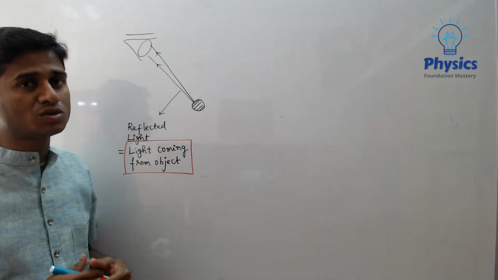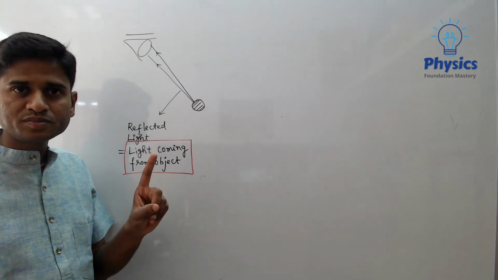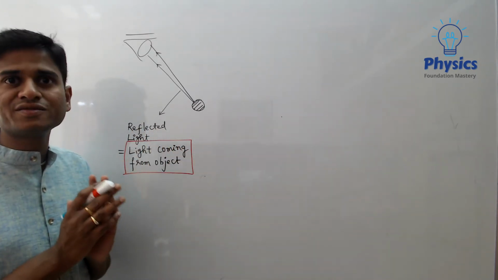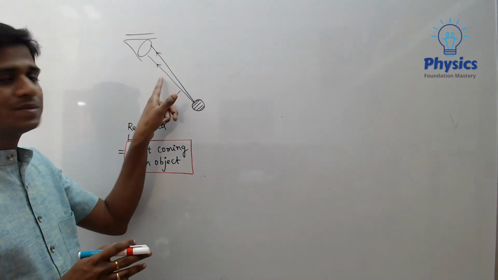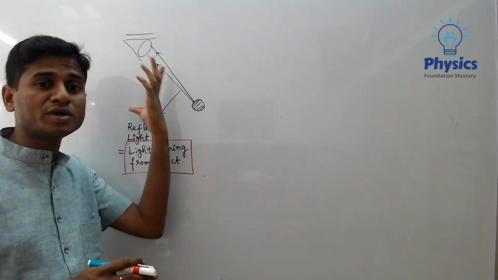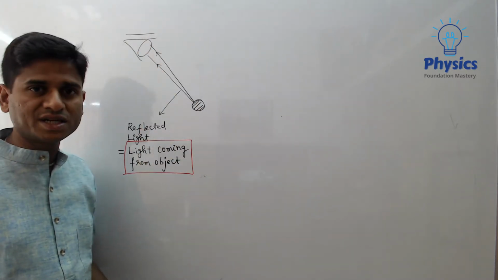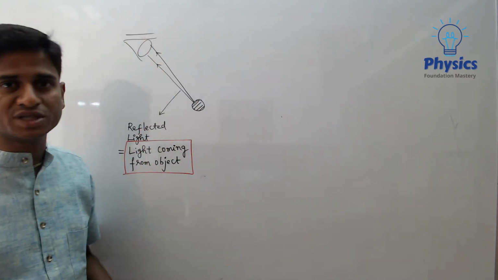When I say visual information, what does it mean? Color, position, size and shape. All this information we get through the rays coming out from the object. Very, very important. The light coming from the object contains all this information.